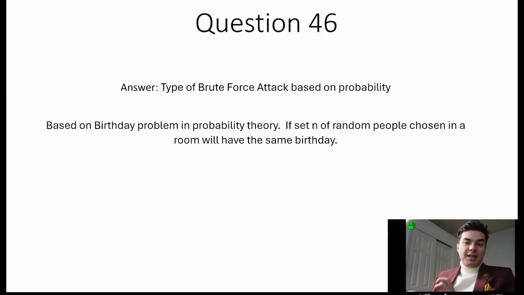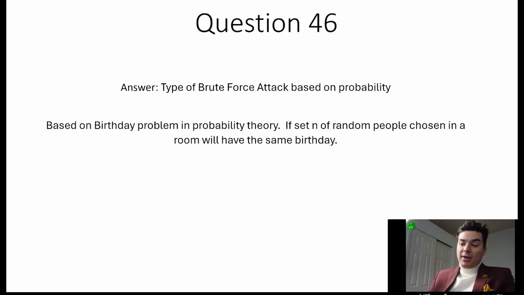So the probability scenario that they give is that if there's a set of n random people chosen in a room, they will have the same birthday. And so specifically, if there's 70 people in a room together, there's a 99.99% mathematical chance that two of them will have the same birthday, which sounds crazy, but when you go through the math, it's true.